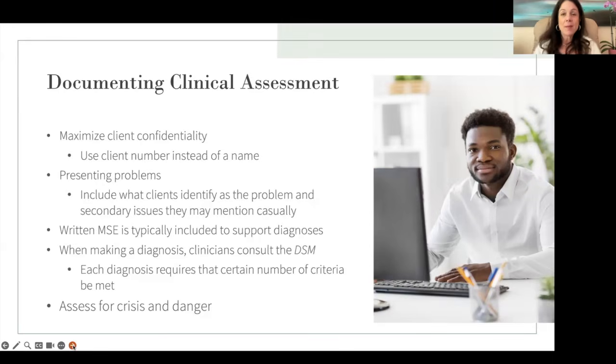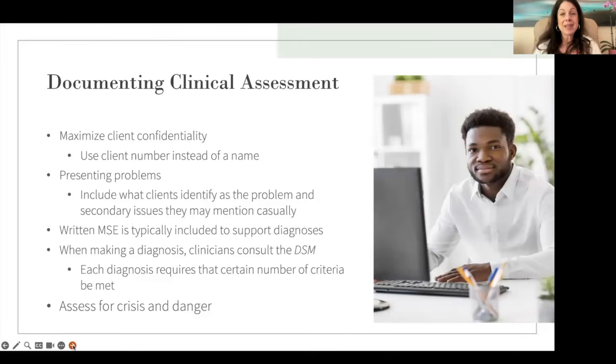You want to be thinking about maximizing client confidentiality, and most agencies use a client number instead of a name. I always tell my supervisees, I want to be able to drop this in downtown LA or whatever city you are in, in the middle of the street, and your client's identity is still protected. To me, that is a goal I've always had. In the old days, files used to fall out of paper files. Most of us are using digital formats now, but still, always be thoughtful about protecting client confidentiality.